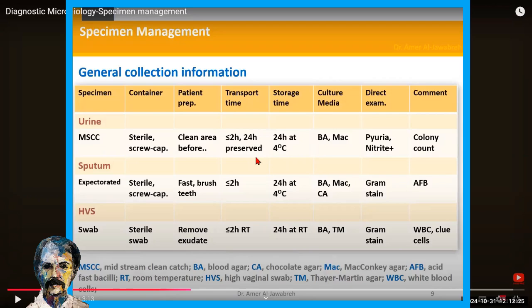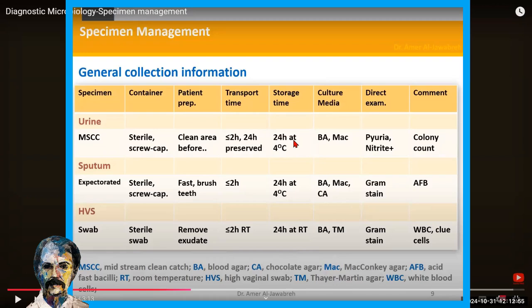In the 14th edition, less than 2 hours. But in the 15th edition, most of them are less than or equal. In the 14th, it's all less than. Or 24 hours if preserved. Storage time is 24 hours at room temperature or in the fridge. It can stay for 24 hours before culture. The best is to do culture as soon as possible.